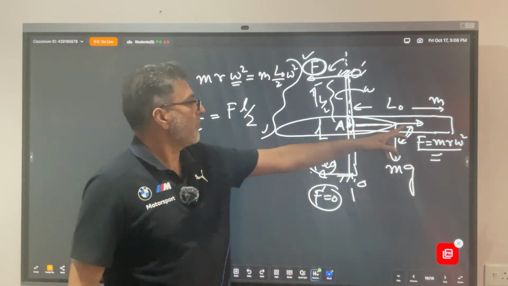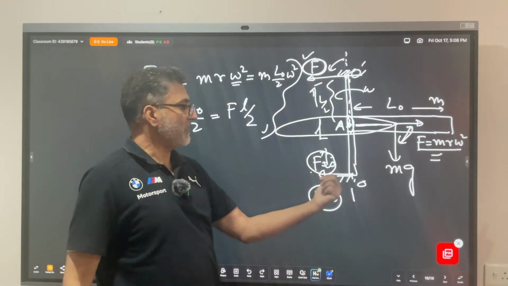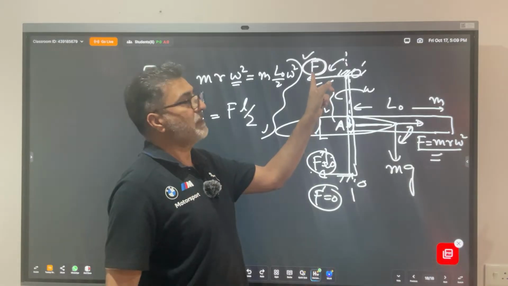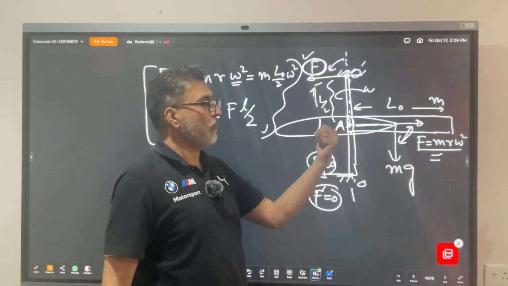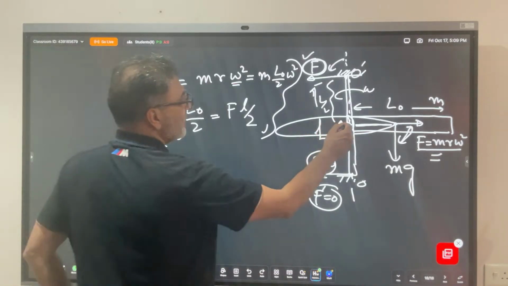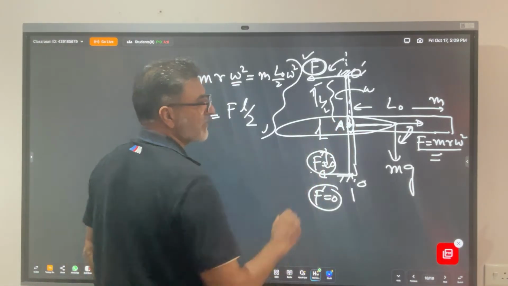One is that the centrifugal force should be balanced by this force, because this I assumed 0, and the torque by mg should be balanced by the torque by this force, so that the net torque about A is 0. Because about this point the system is balanced.